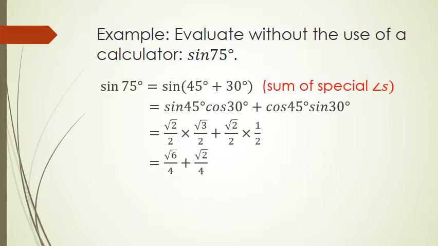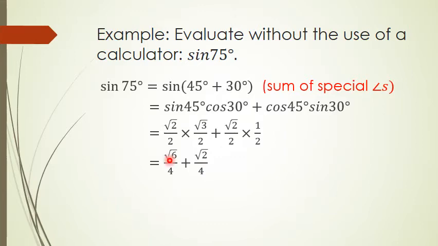And multiplying, we have root 2 times root 3 equal to root 6. Remember how to handle surds. If the root is the same, square root, you can multiply the numbers under the square root sign. So this is 2 times 3, which is 6, put under one root sign. Multiplying the denominators, 2 times 2 gives us 4, plus. Then root 2 times 1 is root 2, and then 2 times 2 giving us 4.